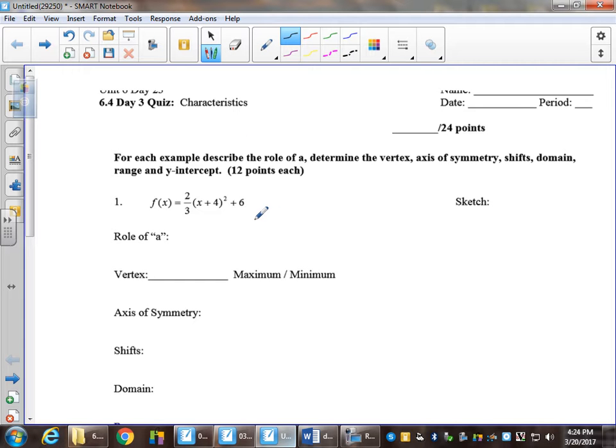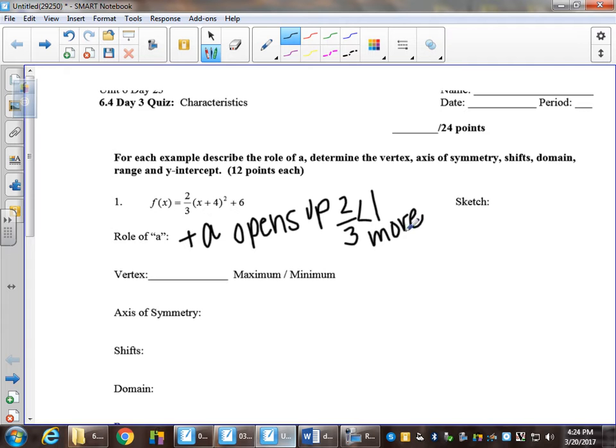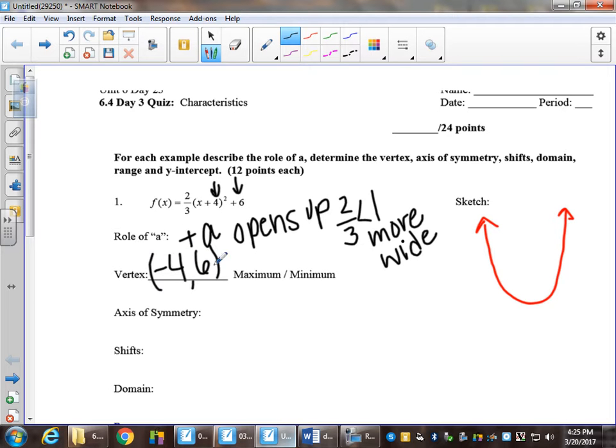Okay, so looking at the first one, we have a positive a, therefore our parabola opens up. 2/3 is less than 1, which means our parabola is going to be more wide. So we have this information. Our sketch would look opening up and it's more wide. Vertex (h, k) is (-4, 6). We have a positive a, therefore our vertex is our minimum.